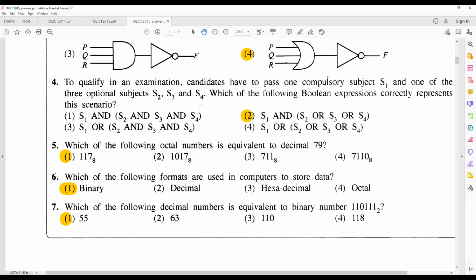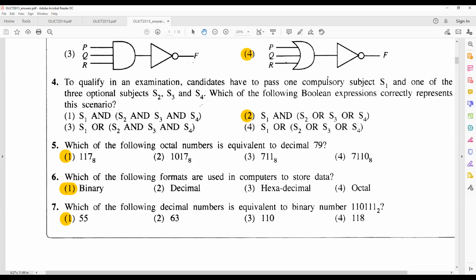2015 A/L examination, fourth question. To qualify an examination, candidates have to pass one compulsory subject S1 and one of the three optional subjects S2, S3, and S4. Which of the following represents this scenario?